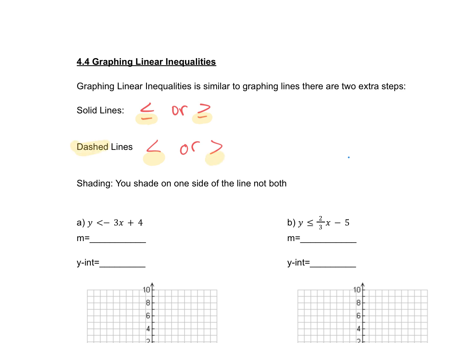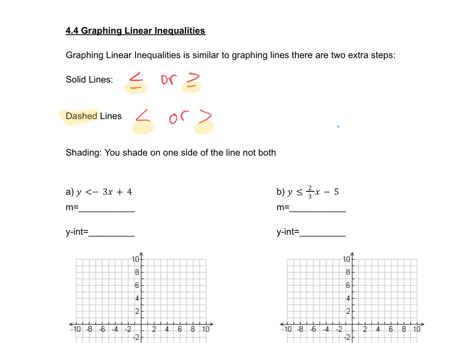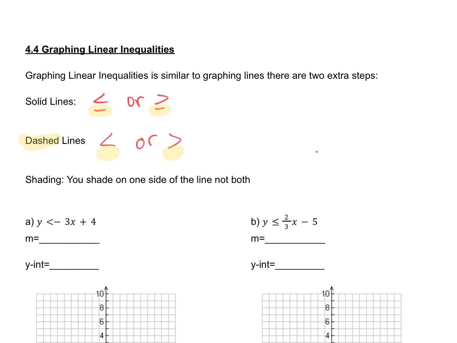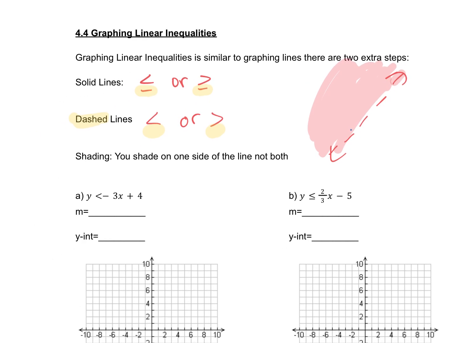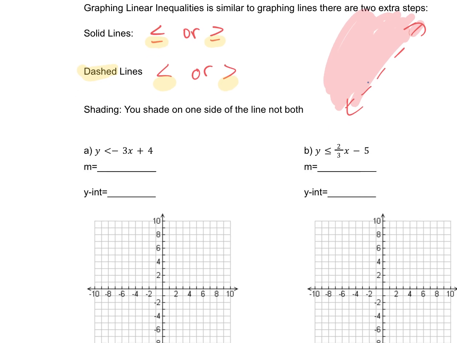Not only do you have to worry if it's a solid or a dashed line, but you are also going to shade on one side of it, not both sides. So it might look something like this. You might have a dashed line, and then you're going to shade on one side. Or it could be on the opposite side. I'll show you how to figure out which side to shade in just a second.